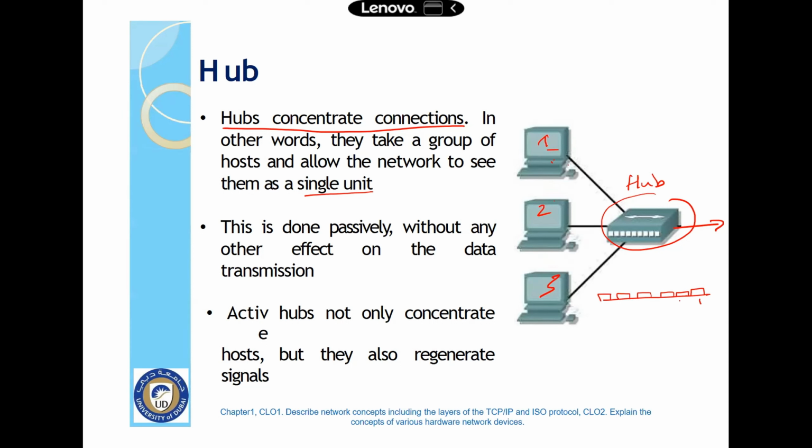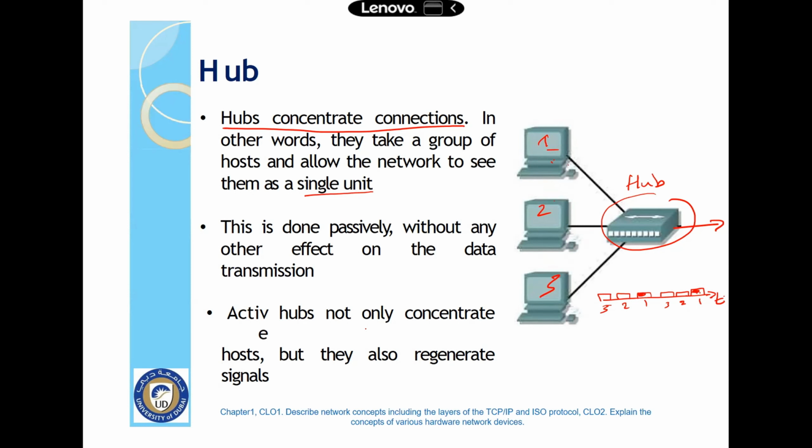Like this one is from device 1, 2, 3, 1, 2, 3. So assuming this axis is the time axis, all of them go in the same channel, but each device sends at a different time slot.